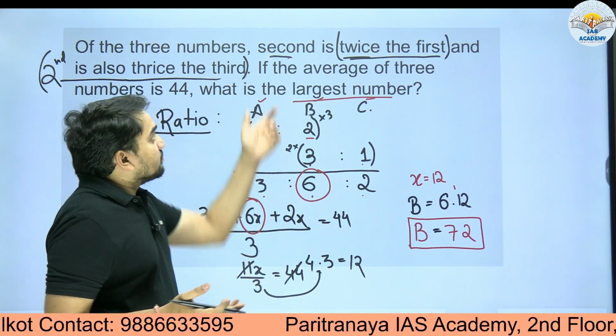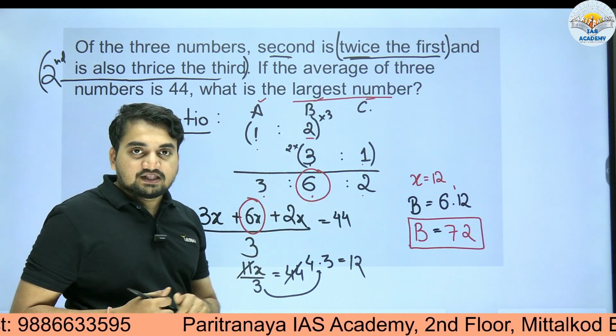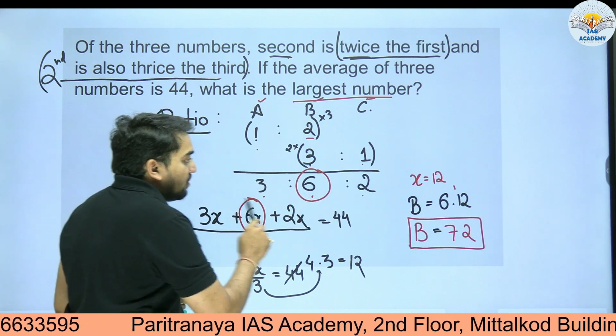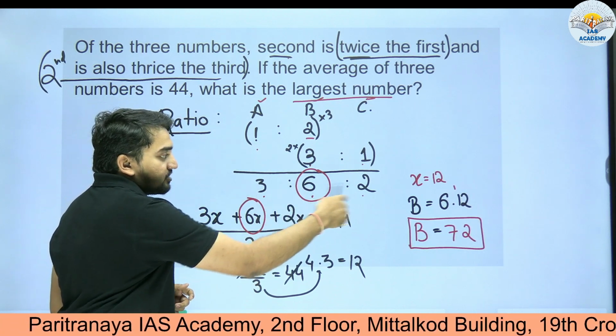So what was the question? It got validated with the ratio. Now we have in the form of ratio 3 is to 6 is to 2. We cannot cut it anywhere.